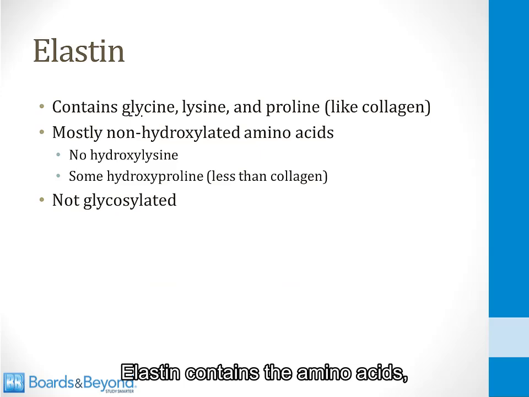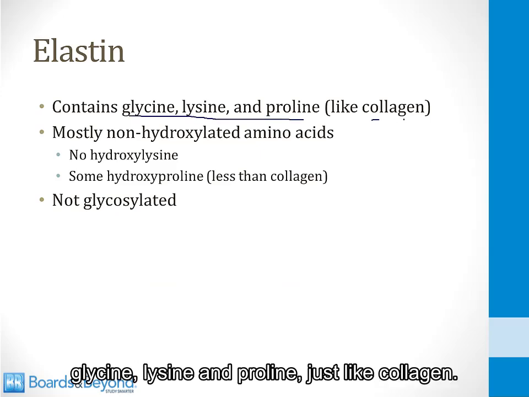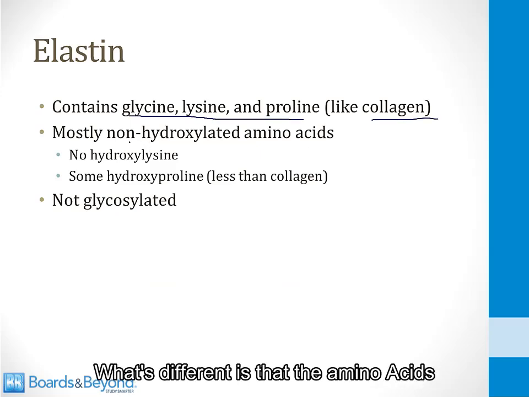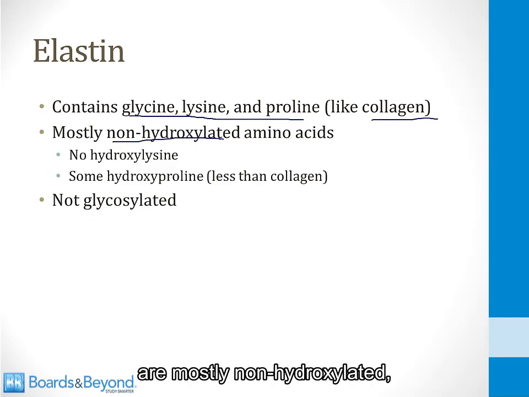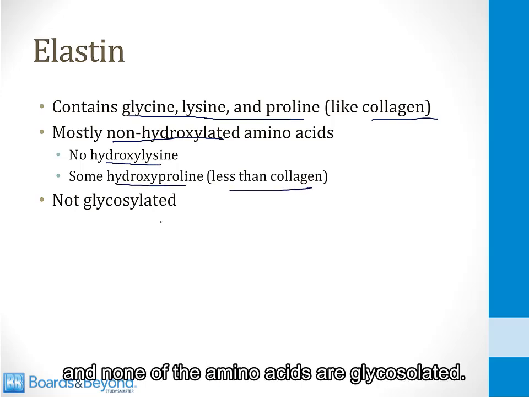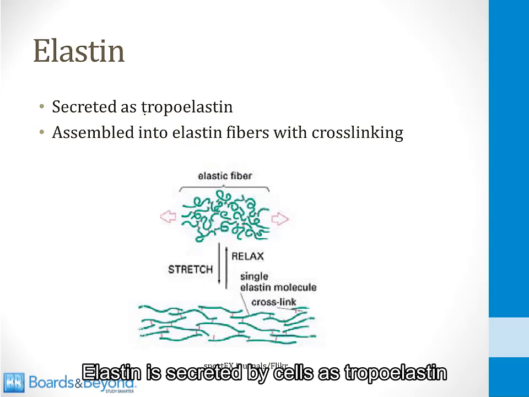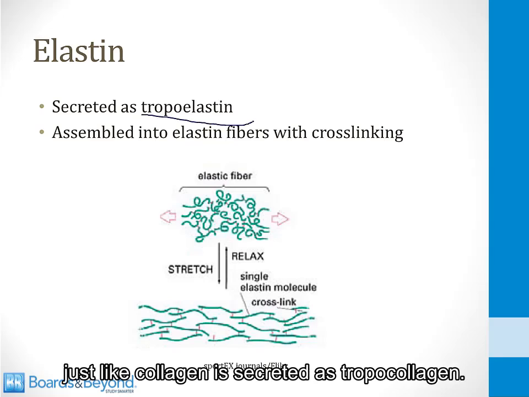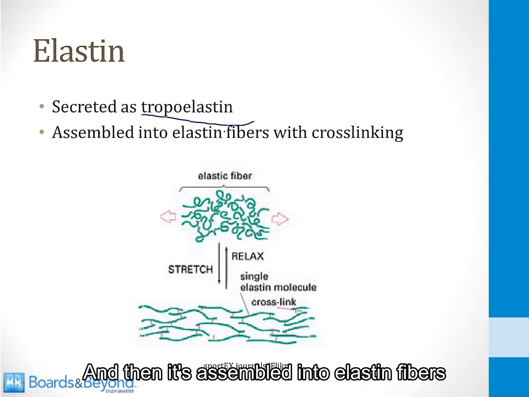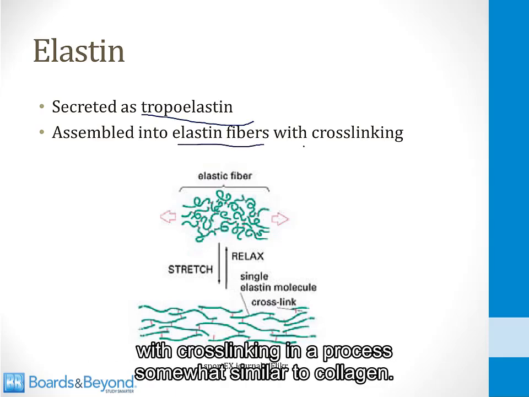Elastin contains the amino acids glycine, lysine, and proline, just like collagen. What's different is that the amino acids are mostly non-hydroxylated. There is no hydroxylysine. There's a little bit of hydroxyproline, but much less than collagen, and none of the amino acids are glycosylated. Elastin is secreted by cells as tropoelastin, just like collagen is secreted as tropocollagen, and then it's assembled into elastin fibers with cross-linking in a process somewhat similar to collagen.